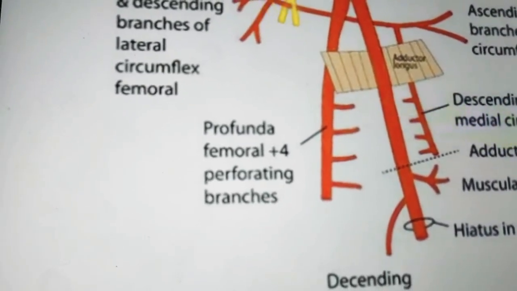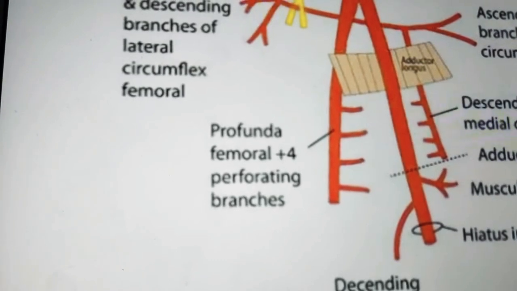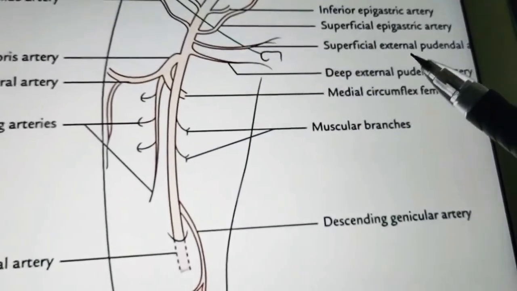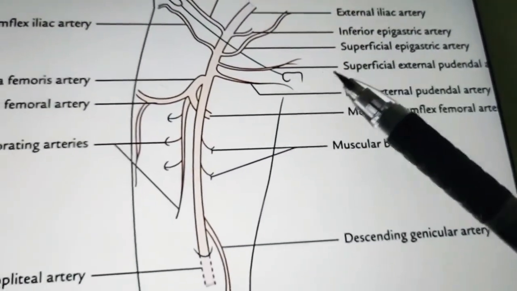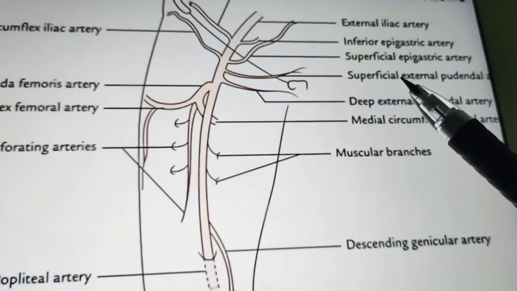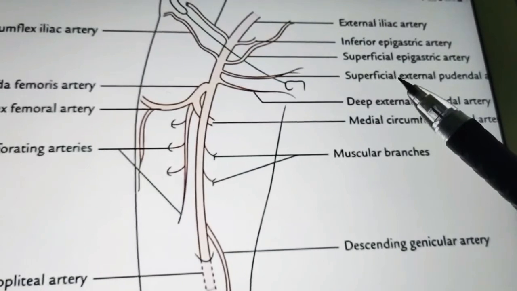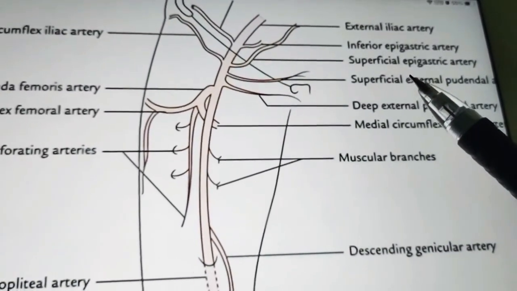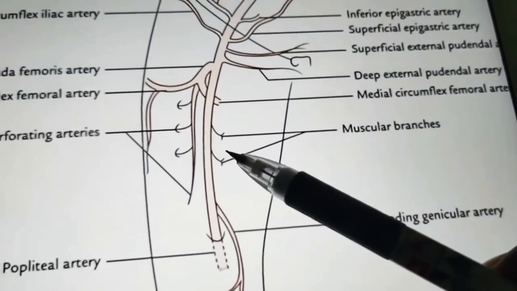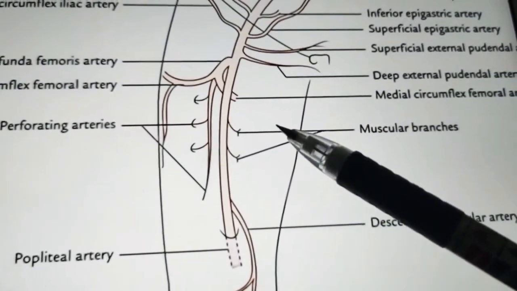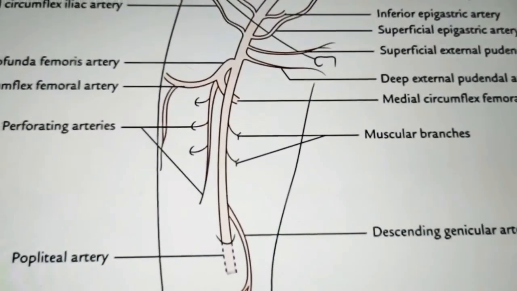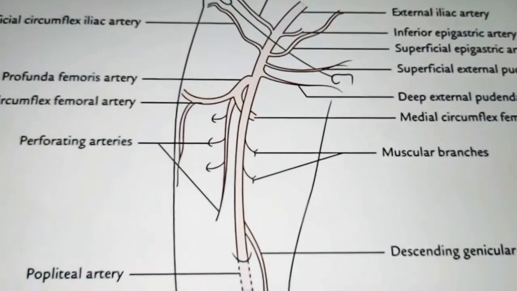So next we'll discuss the deep external pudendal artery. It's a branch of the femoral artery that passes deep to the spermatic cord or the round ligament of the uterus, and it supplies the scrotum or the labium majus. Okay, scrotum in the case of male, labium majus in the case of female. Next, the muscular branches: these are numerous and arise from the femoral and also the profunda femoris artery.